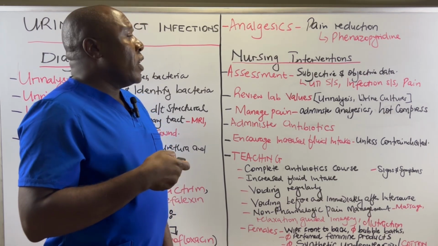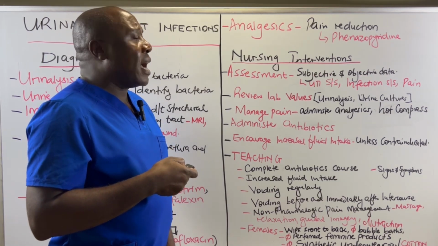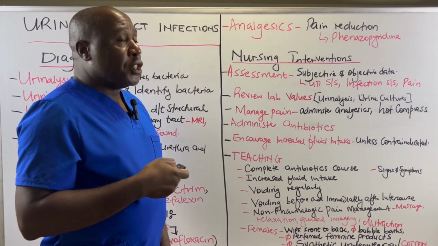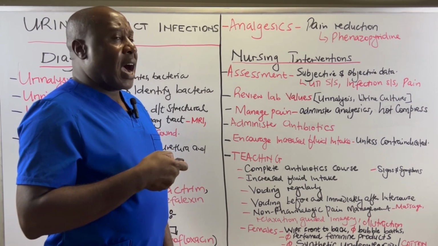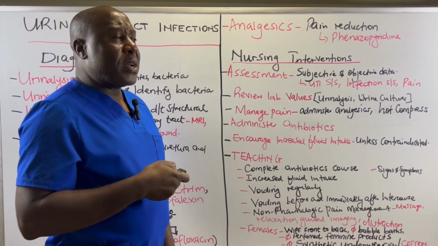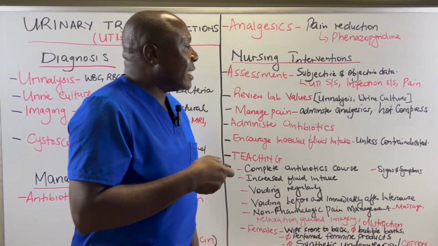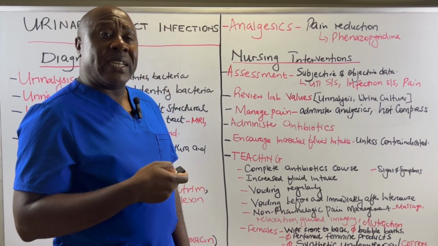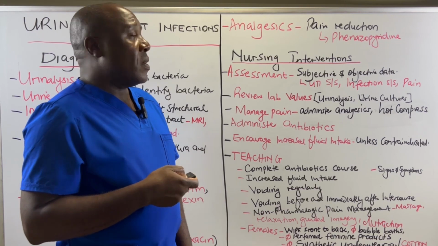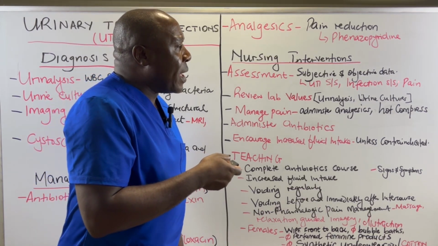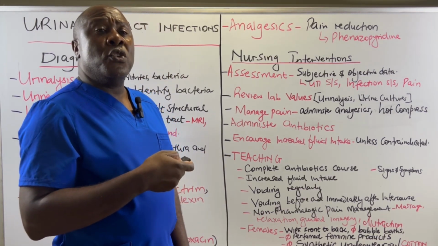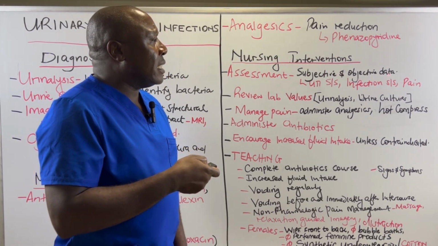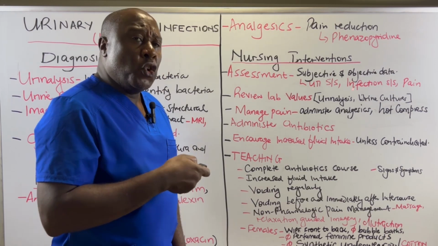For example, they look for the signs and symptoms of UTI in this patient. Are they experiencing dysuria? Are they having urinary urgency? Are they having urinary frequency? Are they having infectious signs and symptoms? For example, are they having fever? That's elevated temperatures. Are they having chills? Are they experiencing pain? You have just said pain is one of the hallmarks of UTI. So they keep on assessing for all these subjective and objective data during treatment.